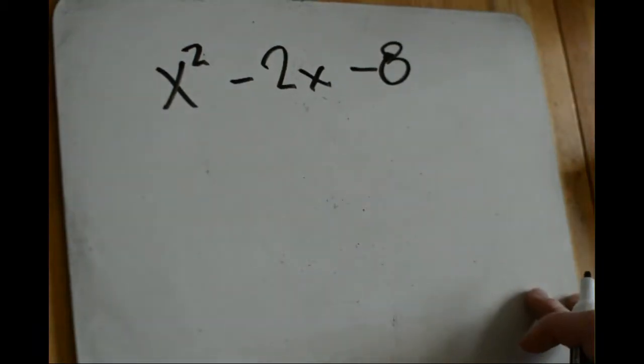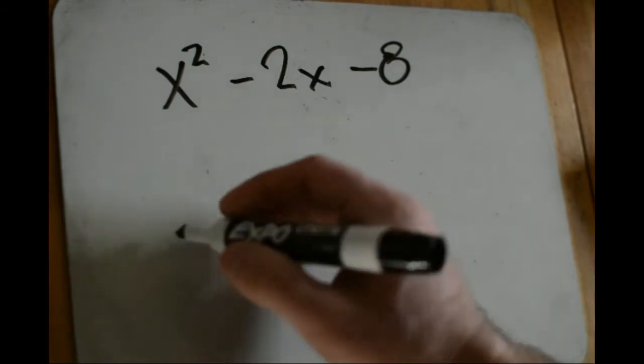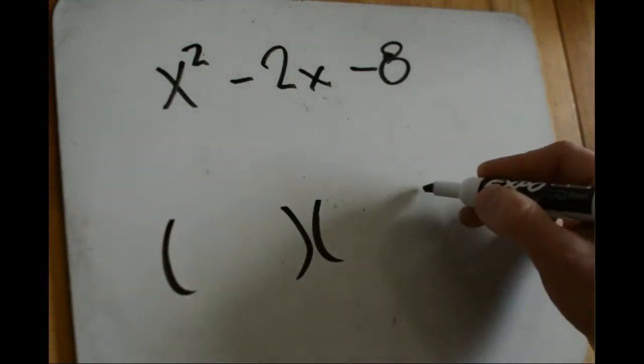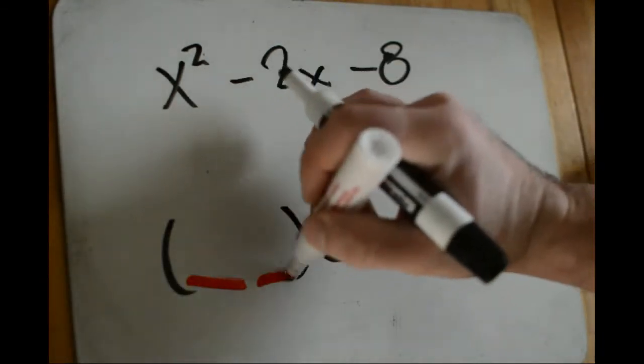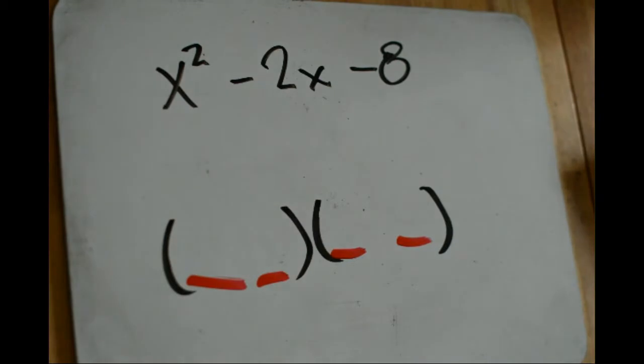Alright, let's take a look at another one. x squared minus 2x minus 8. I know I'm trying to factor a trinomial down to two binomials. So I'm going to set up my two binomials, and I'm going to put a spot in here for my terms. So I've got 4 spots I'm trying to fill in.